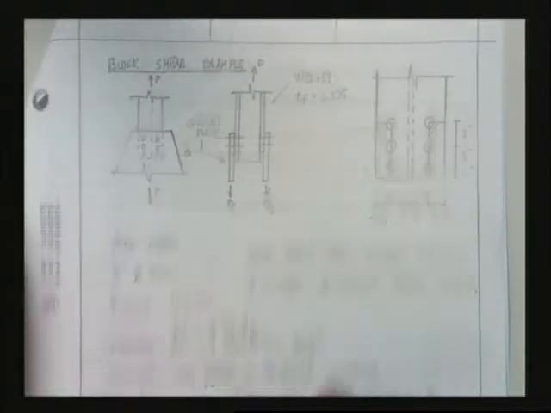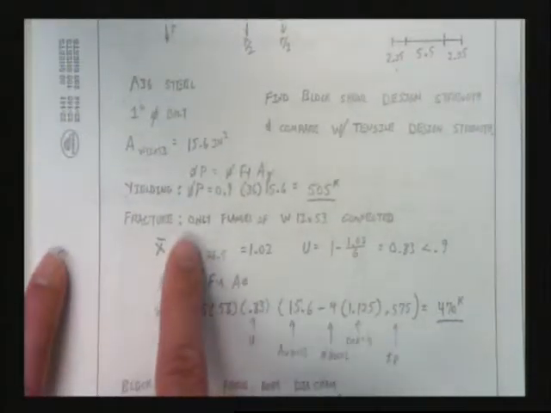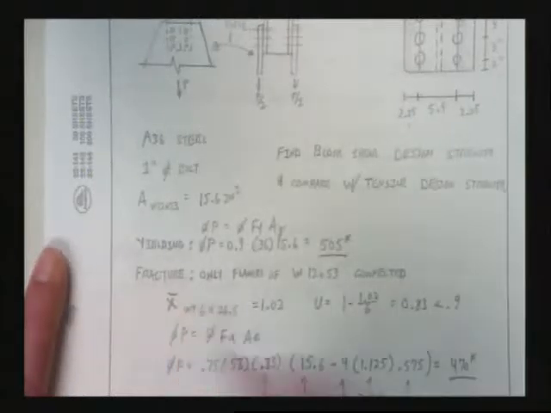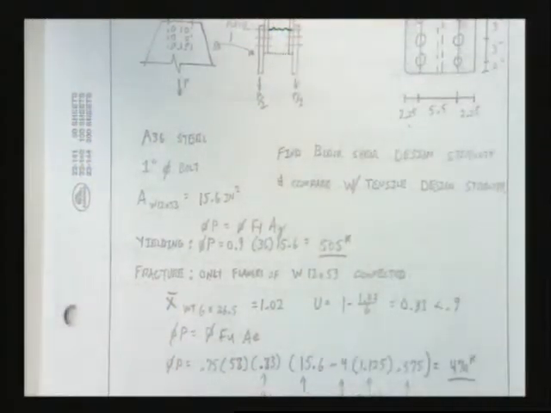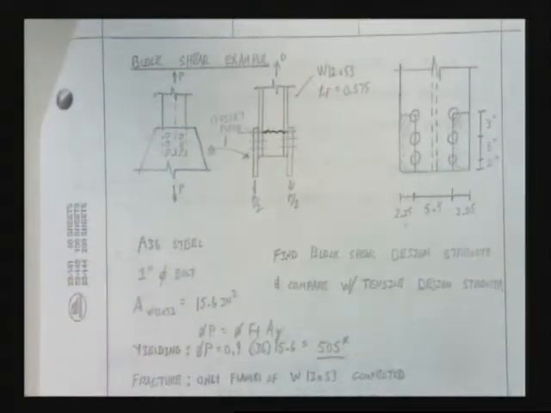The other thing that's kind of unique on this problem is that when it comes to doing a fracture calculation on this cross-section, trying to find a U for that cross-section, you'd say, is there an outstanding leg?